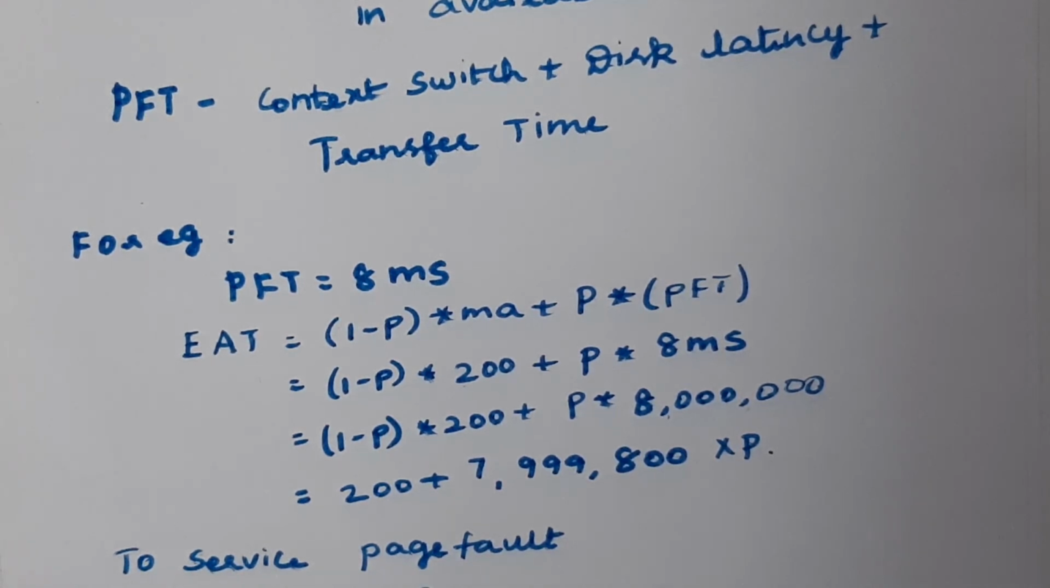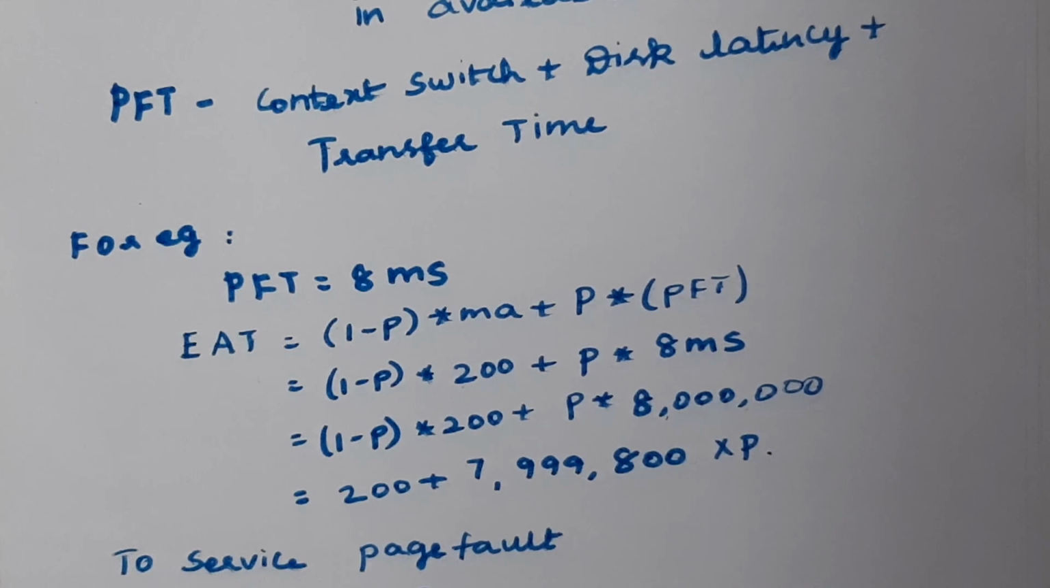We have not given what the probability could be. So what could the probability be? Suppose you get one page fault for every 1000 references, or every 1000 accesses of the pages. Then your effective access time will be 8.2 microseconds.